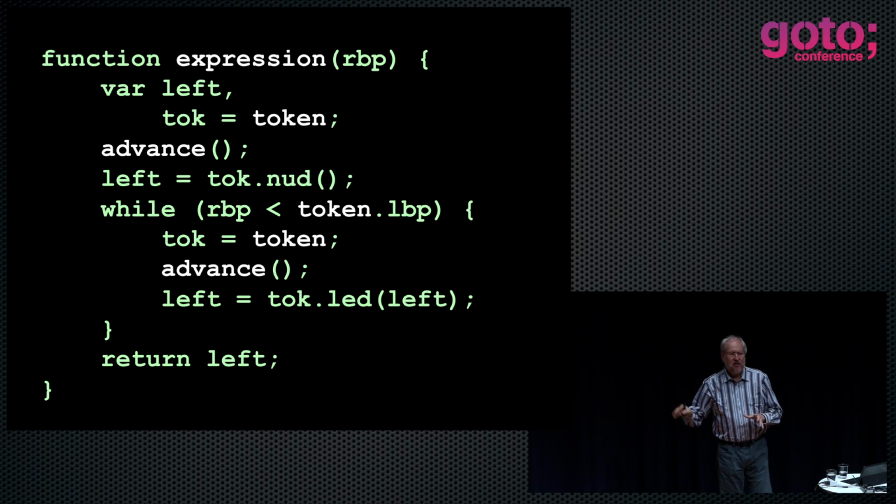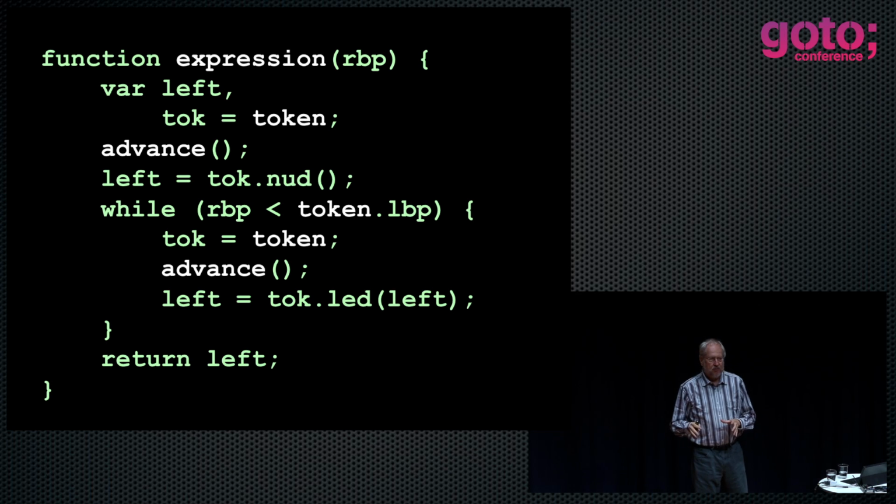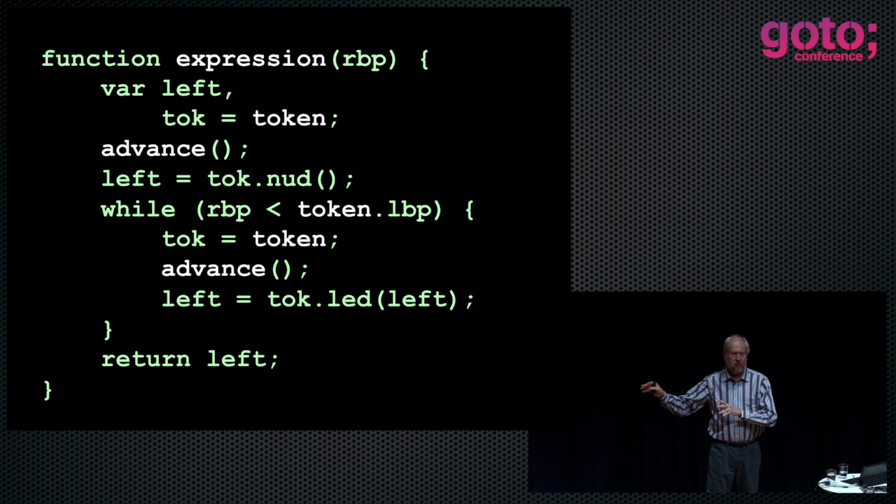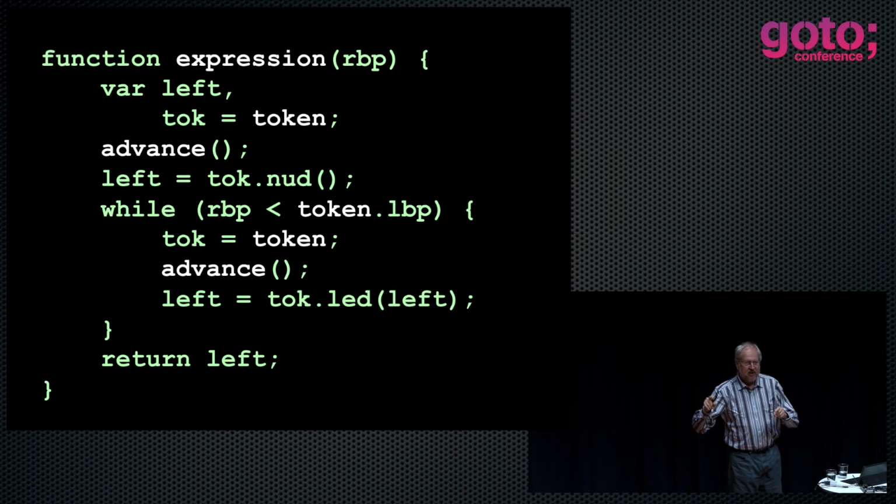Then this is the key to the whole thing. This is the expression statement. You call this with a binding power, and that returns a tree which represents that expression. And this is the single most brilliant function I've ever seen in my whole career.